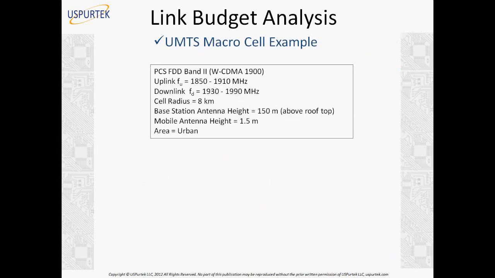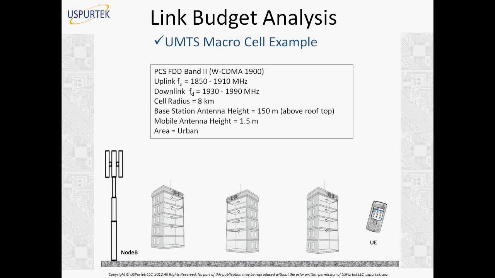Now let's go to UMTS, a different technology, a 3G wireless technology, which is also deployed in many countries. Again, it's a macro cell. We assume CDMA, FDD, frequency division duplexing, band 2. The uplink frequency is given here: 1850 to 1910 megahertz. Downlink is 1930 to 1990 megahertz.